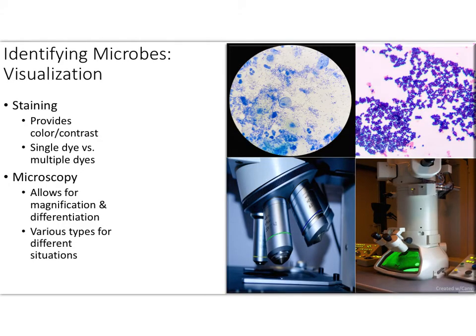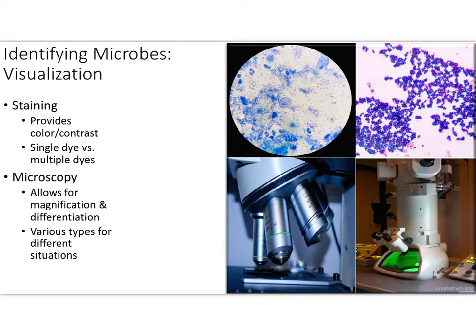Once we have enough microbe growing on or in a medium to actually be able to study it and to do some analysis with it, oftentimes one of the first things we do, especially if we're going to use a microscope, is to do staining. So staining is a process where we take some kind of dye or some kind of colored agent and we apply it to a sample of a microbial culture to give that culture and those microbes in that culture some color.